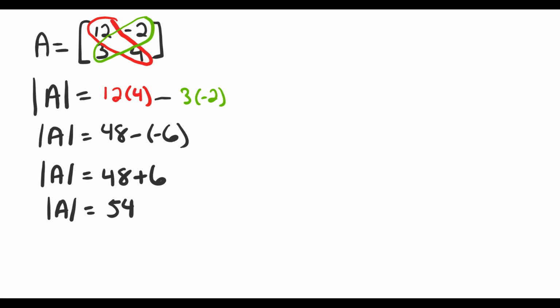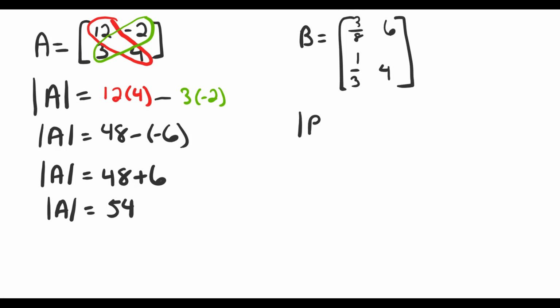Let's try another one with the 2x2s. Let's look at matrix B. That is going to be 3/8. And I may need to make this matrix a little bit larger. So we have 3/8, 1/3, 6, and 4. And I want to find the determinant of B.